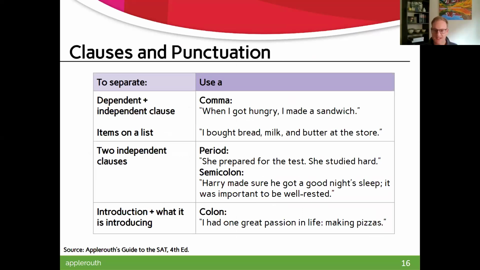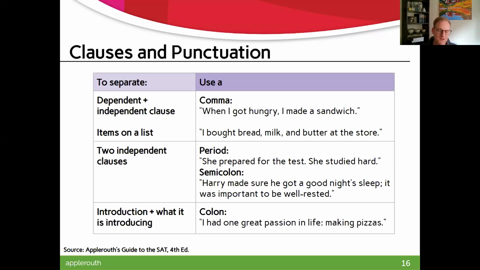An independent clause can stand alone. I made a sandwich. A dependent clause cannot. So that first rule is that commas can separate dependent and independent clauses or separate ideas in a list. The one thing commas can't separate is what periods do, which is 2 full sentences, 2 independent clauses. She prepared for the test. She studied hard. A comma would be inappropriate there.